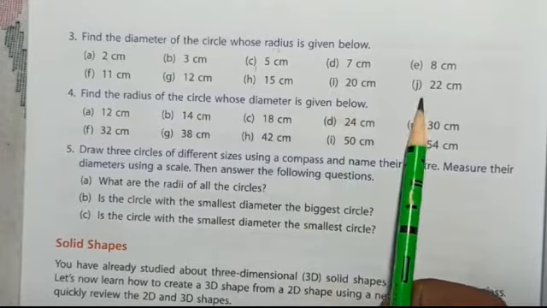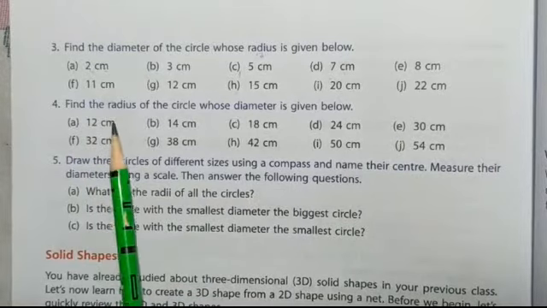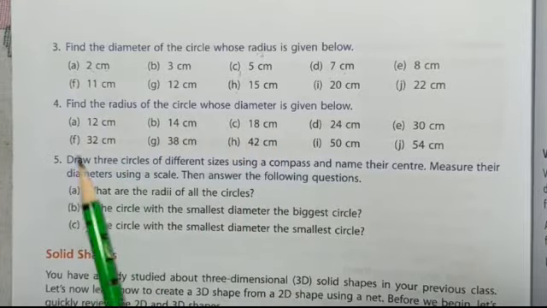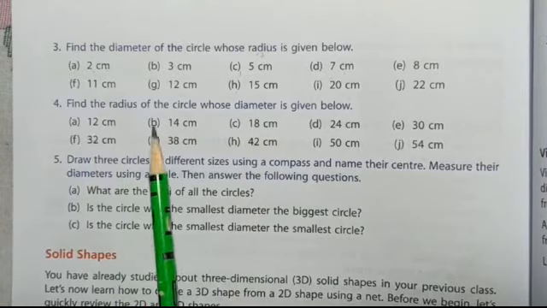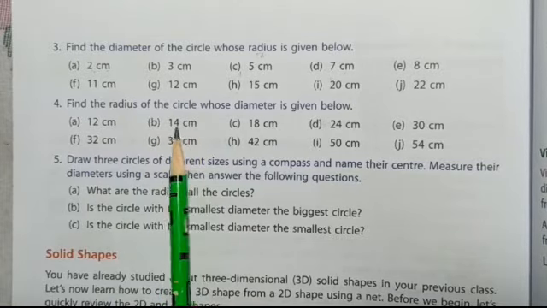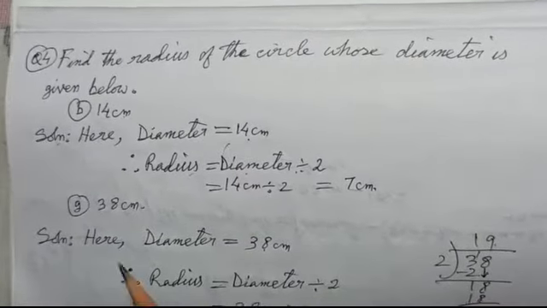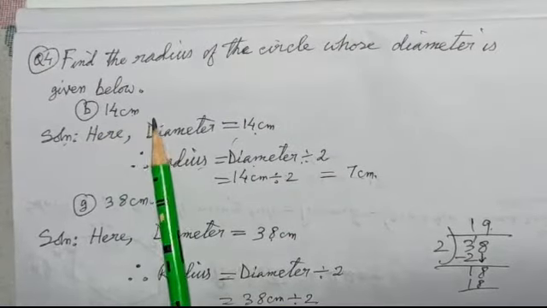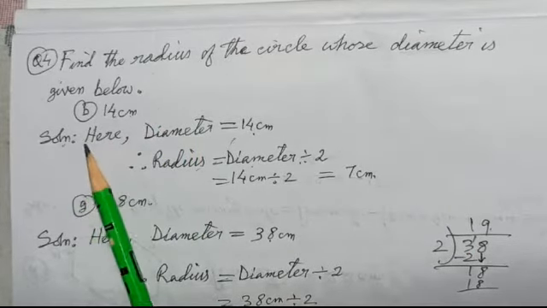Next, question number 4: find the radius of the circle whose diameter is given below. The diameters are 12 centimeter, 14 centimeter, and so on. The diameter is 14 centimeter. Solution: here the diameter is 14 centimeter.